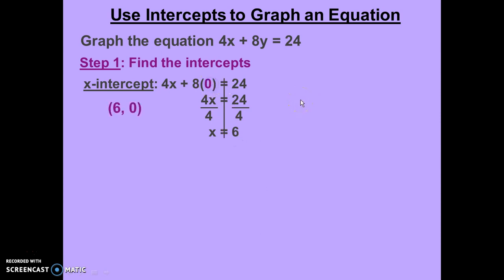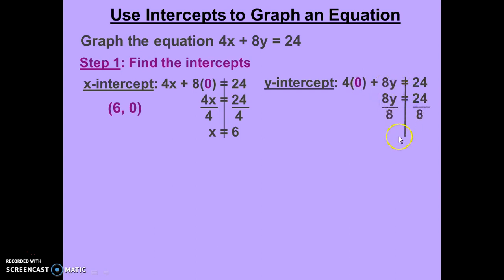Okay, then I'm going to find my second intercept, my y-intercept. To do that, I'm going to plug in 0 for x. 4 times 0 is 0, so that term goes away, and I've got 8y is equal to 24. Divide both sides by 8, and y is going to be equal to 3. So this point is 0, 3, because we always list x first, then y.